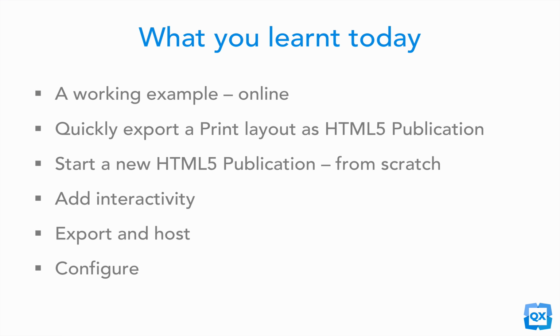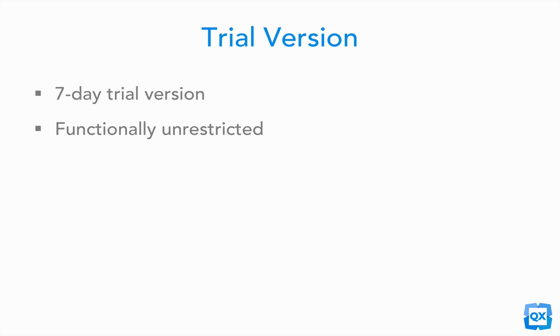And then at the end, we saw how to export locally and then host it on your web server. And of course, you have to understand how you configure URLs, which is quite easy. It's just a folder structure. And in the end, we looked a bit at the JSON files, how you can configure further, but you probably don't need that for your first tests. And that's the nice thing. QuarkXPress 2018 has a trial version, 7-day trial. It's functionally unrestricted, so everything that you've seen today you can try even if you don't own QuarkXPress 2018.